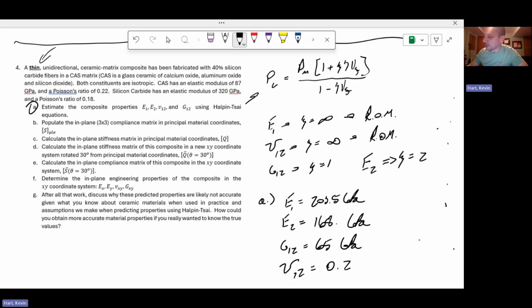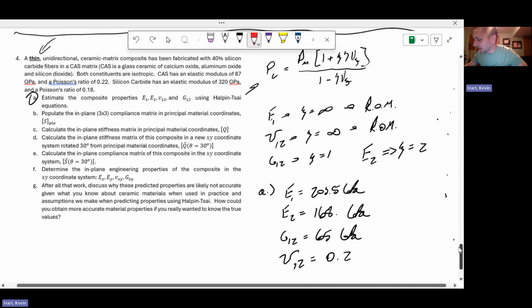So this is all just part A of this problem. It's using Halpin-Tsai. We've done a ton of Halpin-Tsai already. I don't think it's all that useful to go through those calculations again. That should be pretty straightforward. All right, so let's move on.